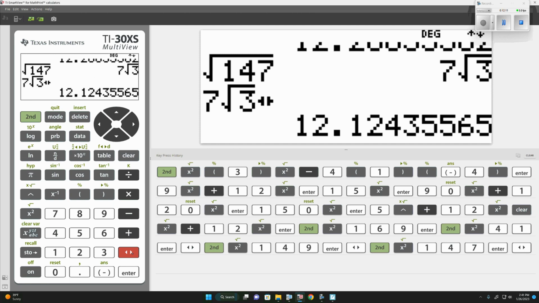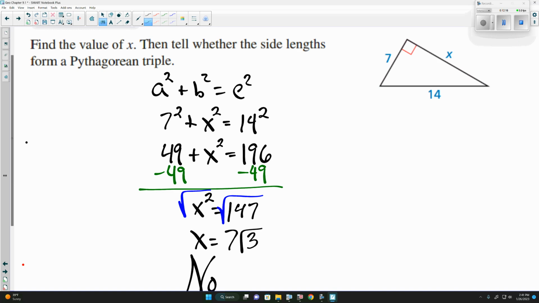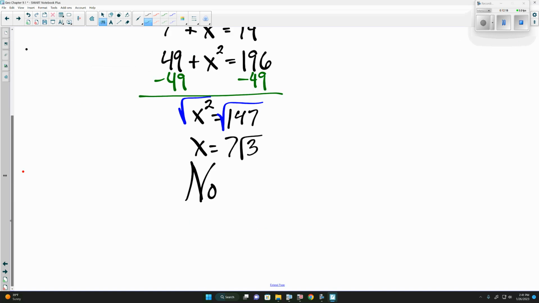It would just be, look at what the directions ask. If it says round to the nearest tenth, do that. If it just says find the value of x, 7 square root of 3 is just fine. And no, it's not going to be a Pythagorean triple. Questions on this here? We're ready for the next one.